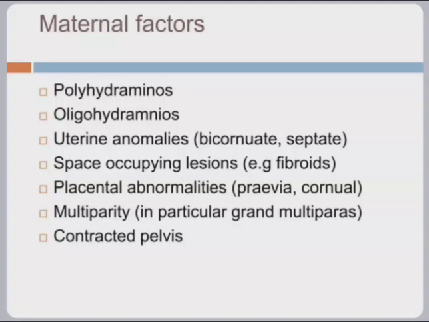Then maternal factors: polyhydramnios, oligohydramnios, uterine anomalies. Polyhydramnios means there is amniotic fluid in the mother's womb, and when the amniotic fluid is more, that is called polyhydramnios. When the fluid is in low amount in the mother's womb, the medical term is oligohydramnios. And uterine anomalies mean bicornuate and septate uterus.